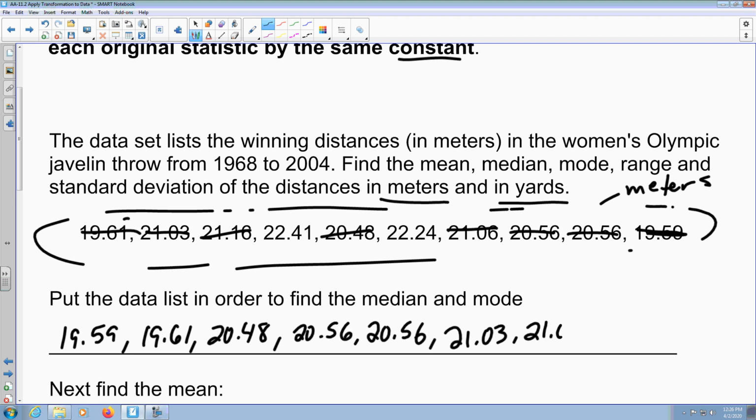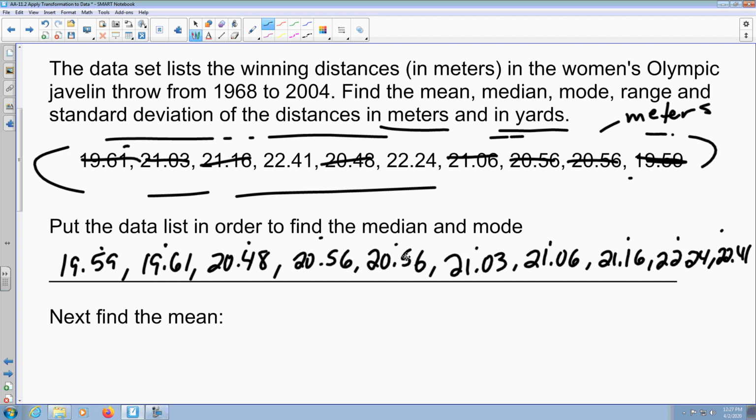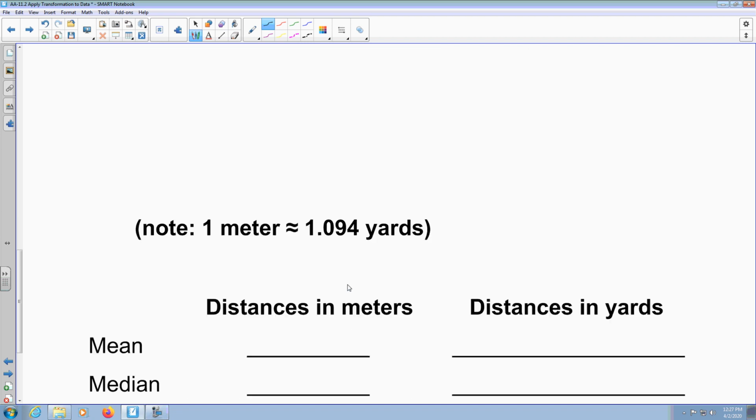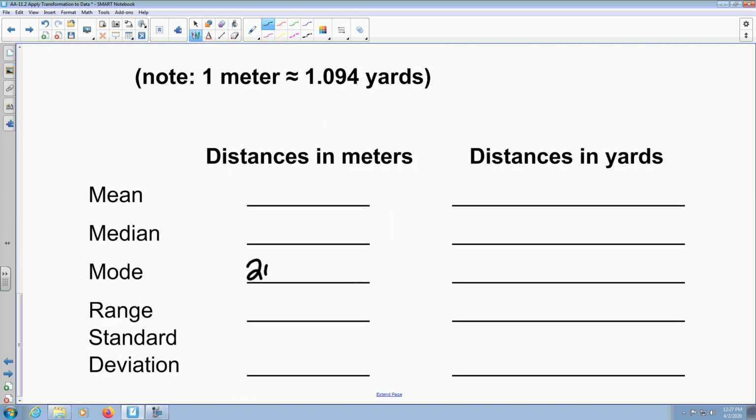So I got 21.06, I got 21.16, I got 22.24, and I got 22.41. 1, 2, 3, 4, 5, 6, 7, 8, 9, 10. All right. So again, got to make sure, got to double check those things. So we know that 20.56 is the mode because it's the only one that repeats. So I'm just going to write that in there right away.